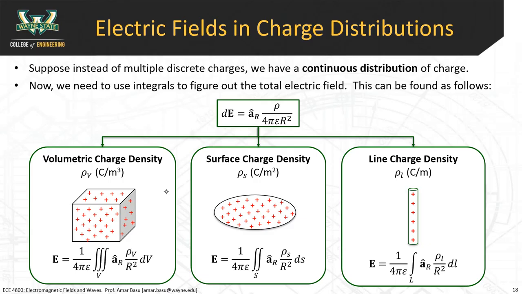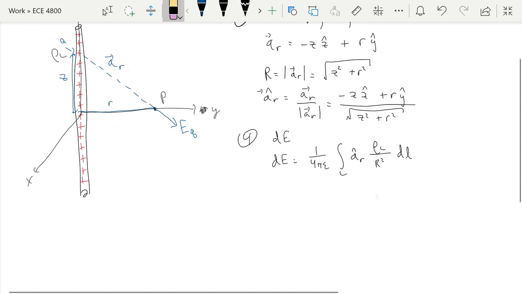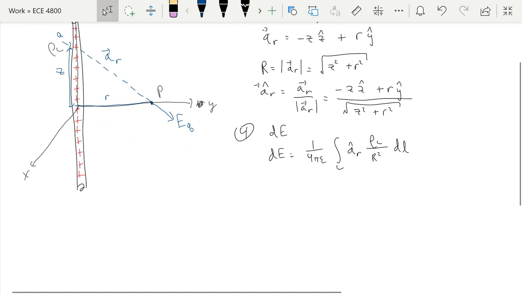So we have to make sure that this is a vector here. This is our AR hat vector. I'm putting an arrow above it, but to make things less cluttered, I'm not going to put that arrow anymore. I'll just assume that you know that AR is a vector. Okay?